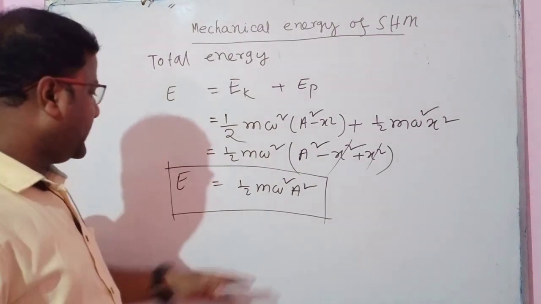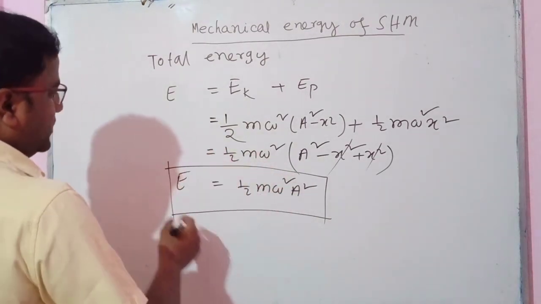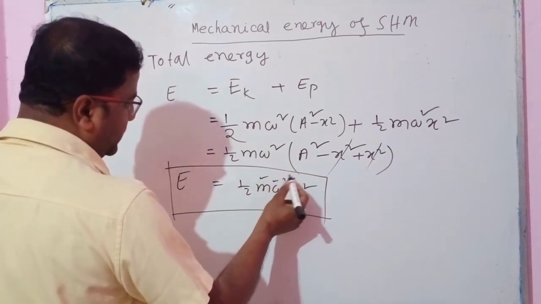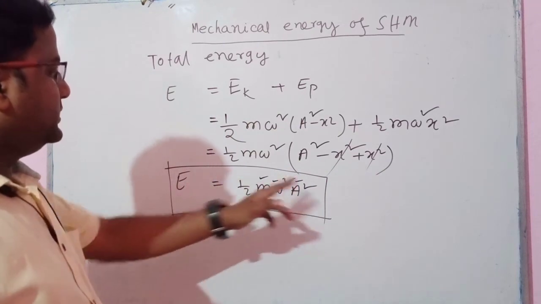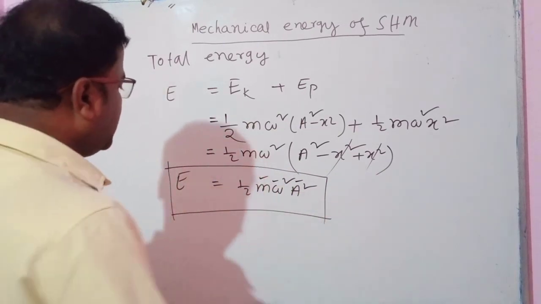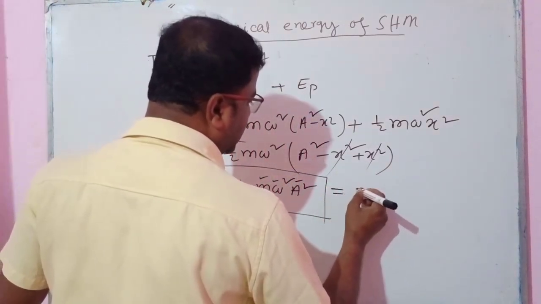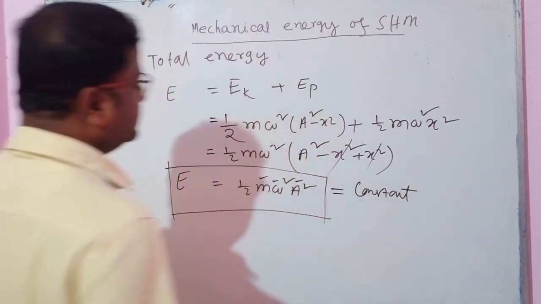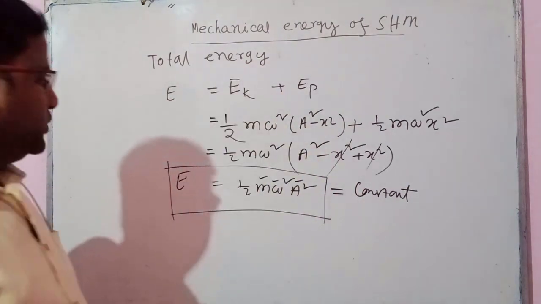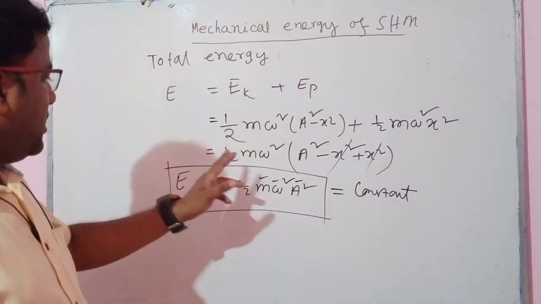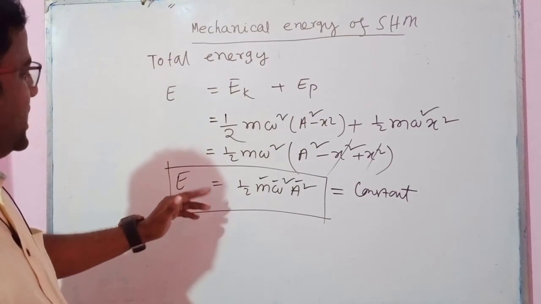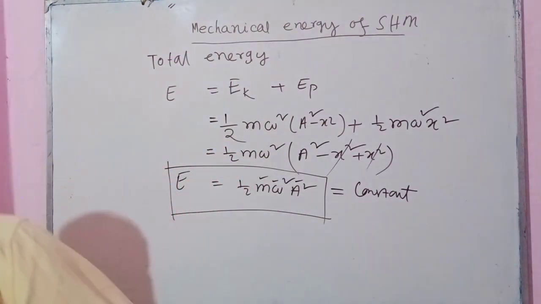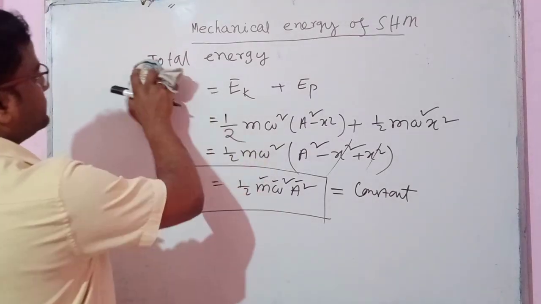What is the significance of this expression? Here we see that the terms, only the mass, angular frequency, and amplitude, are constant. Therefore, the total mechanical energy is always constant. This is our today's calculation of total mechanical energy, half m omega square a square. Now we show it graphically.